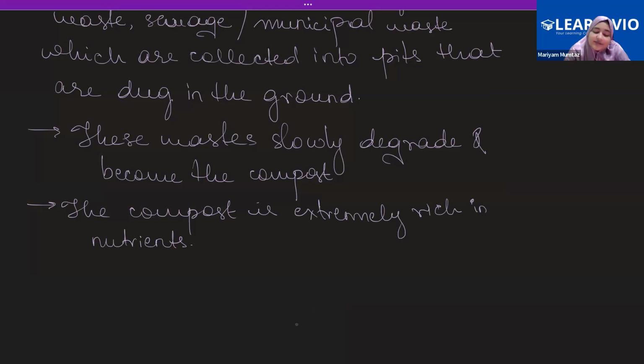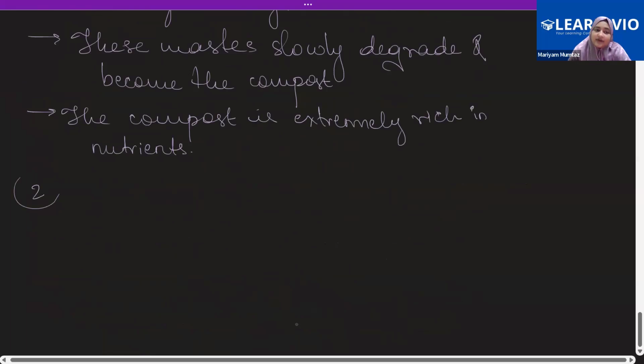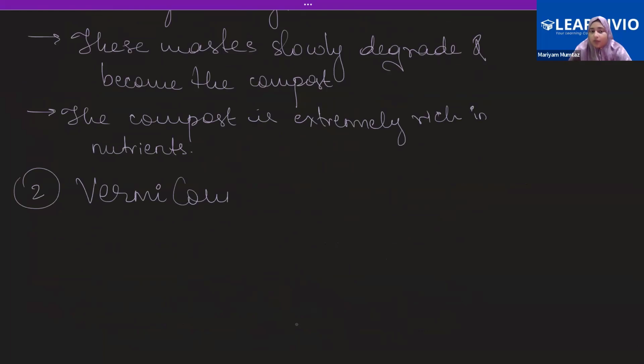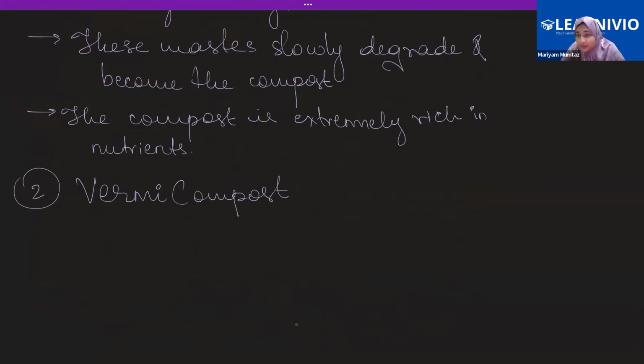Now, the second thing is vermicompost. After the composting is done, another thing that we have to discuss is vermicompost. For the composting process, you can utilize worms such as earthworms, various different kinds of worms. Basically, the most commonly used are the earthworms. So when the earthworms are utilized for the composting process, we call that vermicompost. Is it clear?